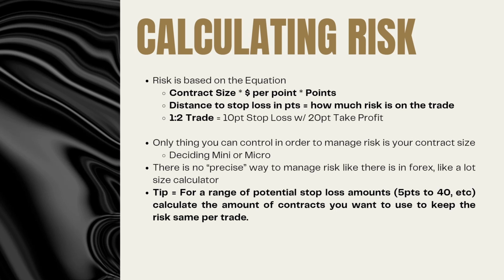So to calculate risk, we're going to use that same equation, right? Contract size times dollar per point times points. And then your distance to your stop loss in points is how much you're going to risk in the trade. So if you have a 10-point stop loss and you want to take a 1 to 2 trade, then you're going to be looking at a 20-point take profit.